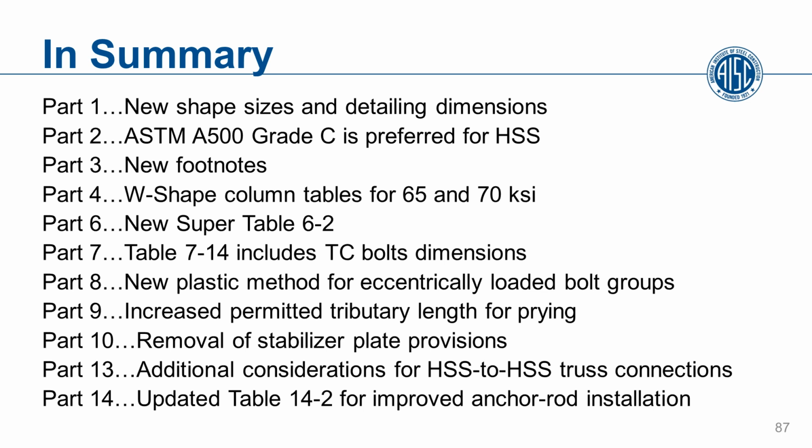The W-shaped column tables for 65 and 70 KSI columns are in Part 4. Part 6 is the new super table, Table 6-2. Part 7 and Table 7-14 includes TC bolt dimensions. Part 8 has new plastic method for eccentrically loaded bolt groups. Part 9 has increased permitted tributary length for prying action.